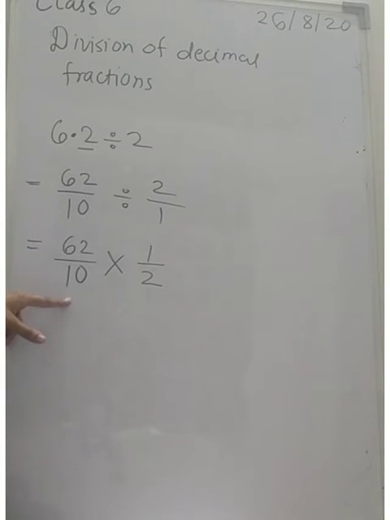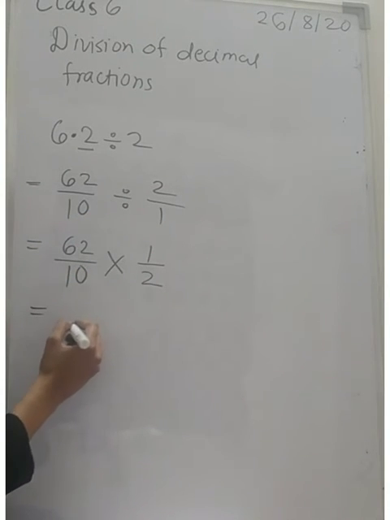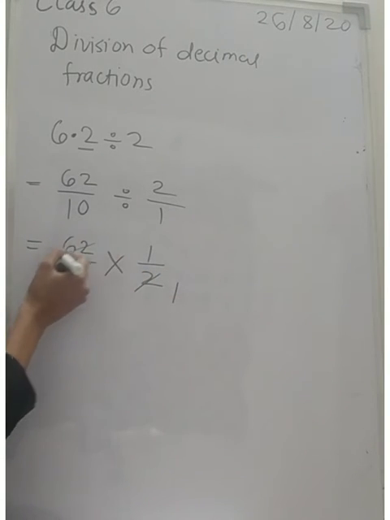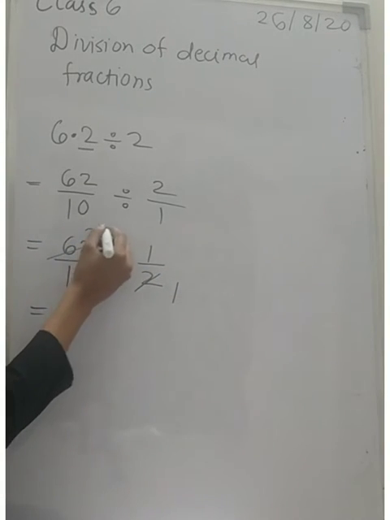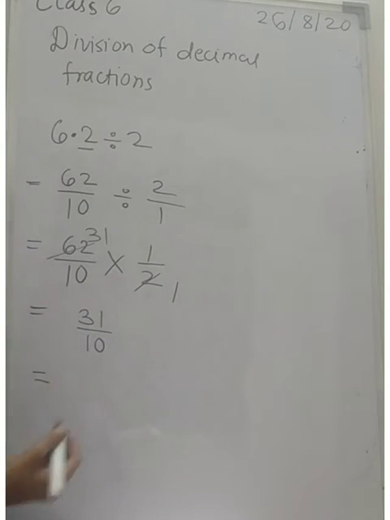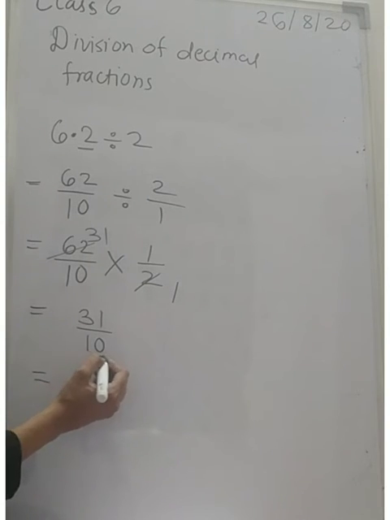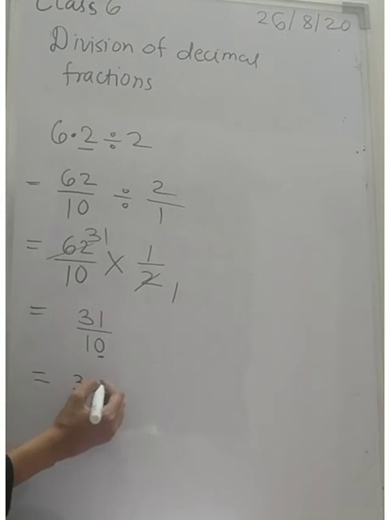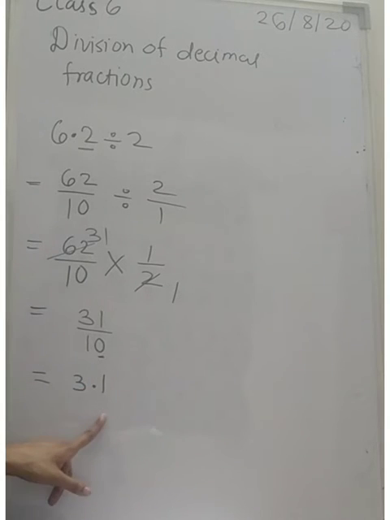What do we do while dividing? If it is 2 upon 1, the division sign will be converted into a multiplication sign and this will be inverted. Numerator will be at the denominator and denominator will be at the numerator. So let's do it this way. 2 1s are 2, 2 3s are 6 and 2 1s are 2. That means 31 upon 10. And how do we write it in decimal? If we have 10, we give the decimal point after one digit from the right hand side. Okay? Let's solve the next one.